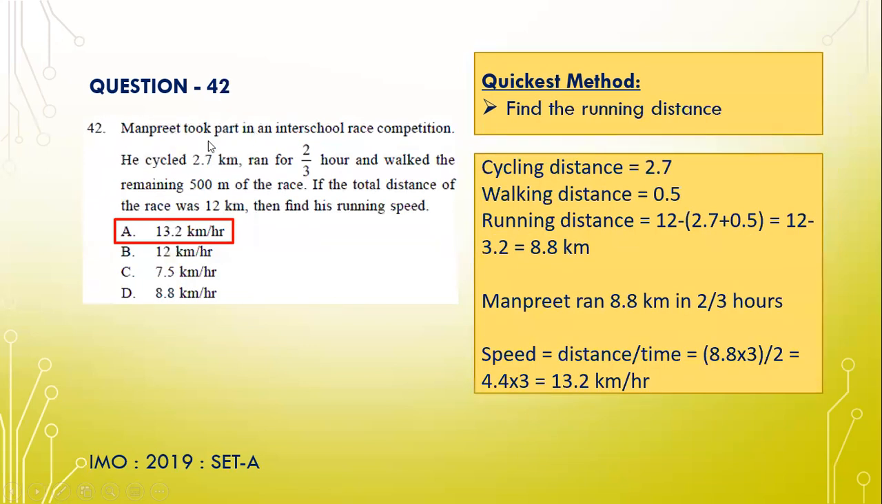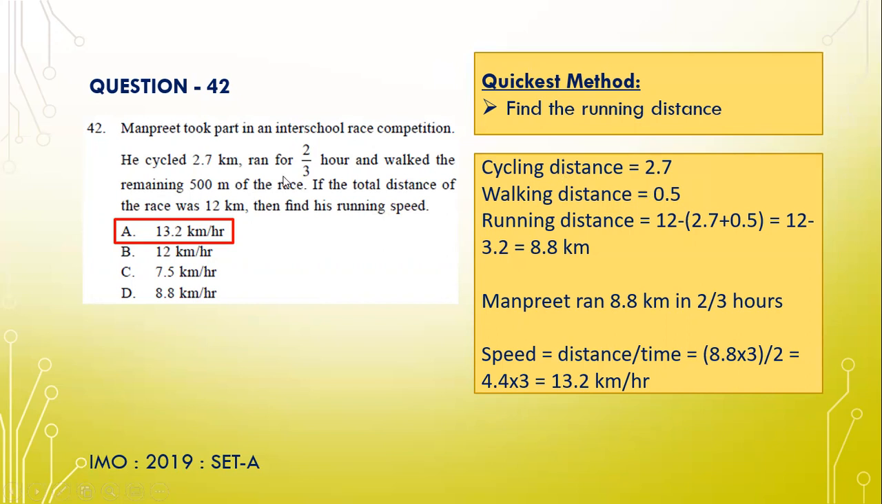Manpreet took part in an inter-school race competition. He cycled 2.7 kilometers, ran for two-thirds of an hour, and walked the remaining 500 meters of the race. If the total distance of the race was 12 km, then find his running speed, isn't it? Find his running speed. So first, for this, you have to find the running distance, isn't it?